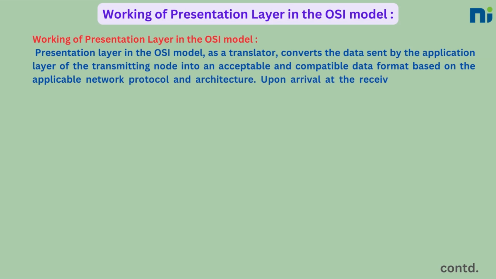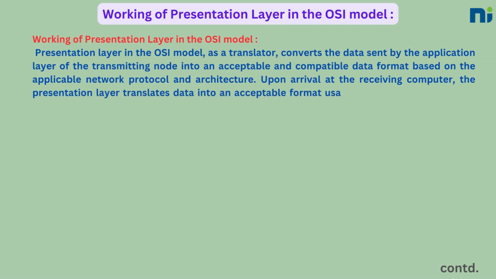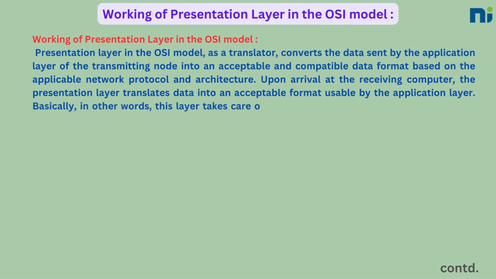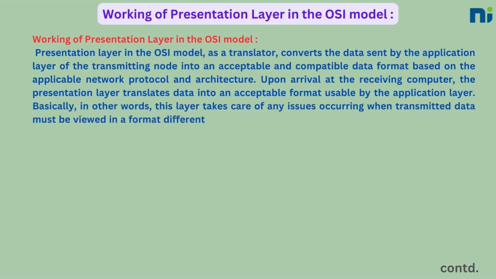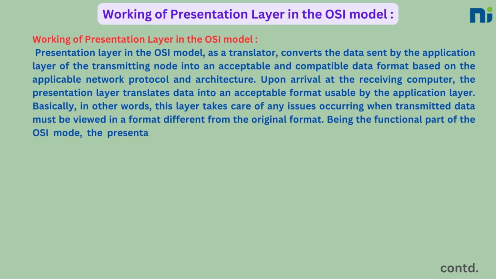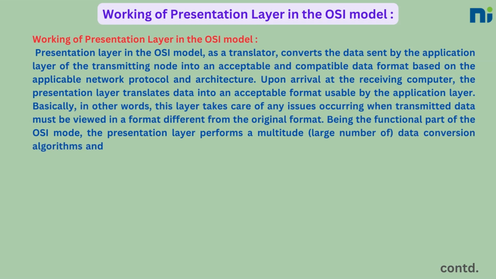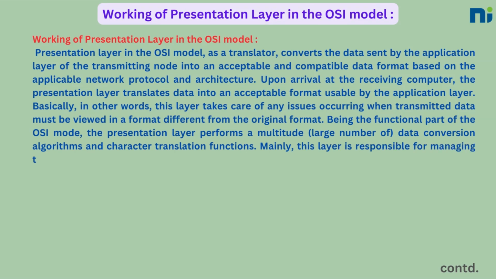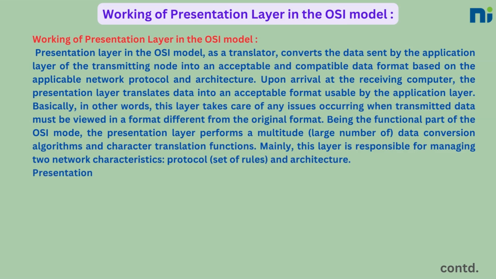Upon arrival at the receiving computer, the presentation layer translates data into an acceptable format usable by the application layer. Basically, in other words, this layer takes care of any issues occurring when transmitted data must be viewed in a format different from the original format. Being the functional part of the OSI model, the presentation layer performs a large number of data conversion algorithms and character translation functions. Mainly, this layer is responsible for managing two network characteristics: protocol, set of rules, and architecture.